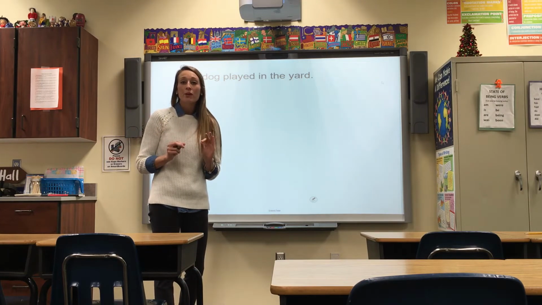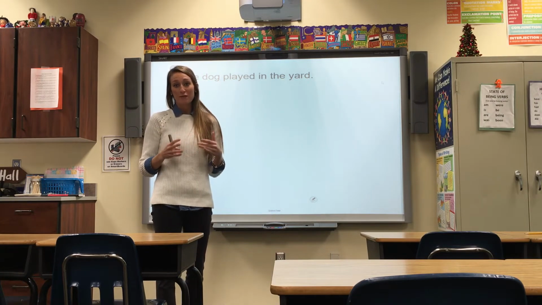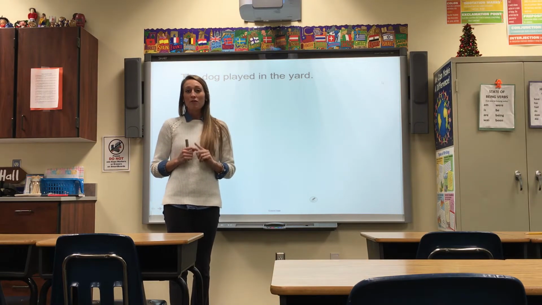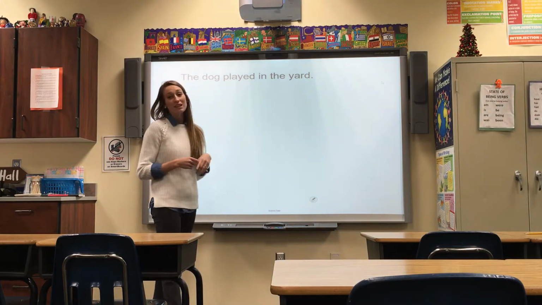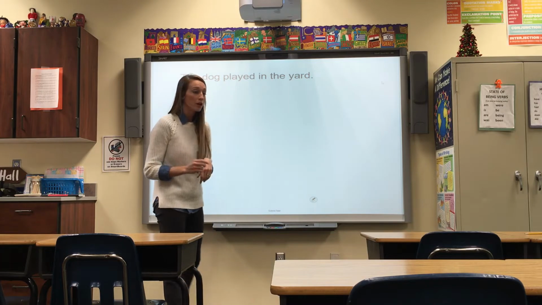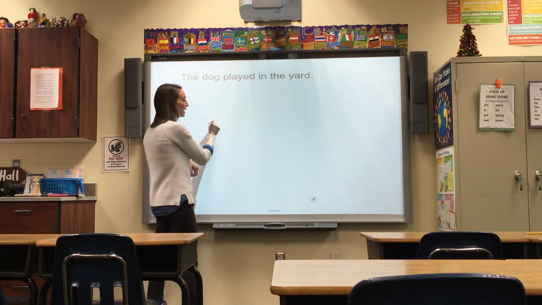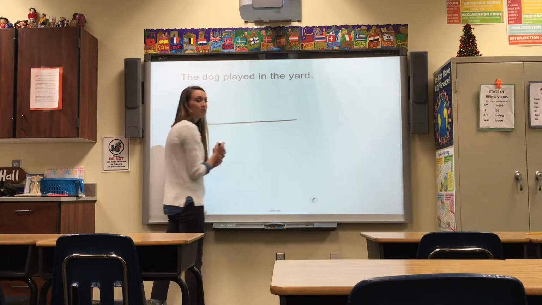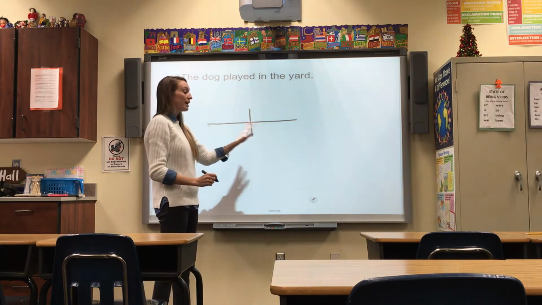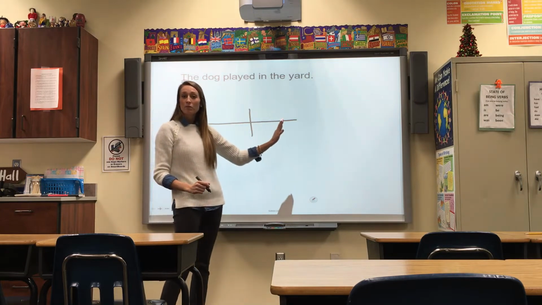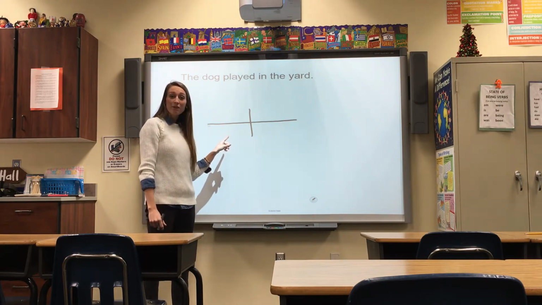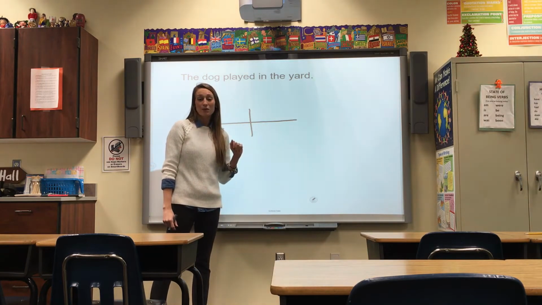Let's do a quick review of how you diagram subjects and verbs. A basic sentence has one subject and one verb. For example, the dog played in the yard. For something simple like that, with only one subject and one verb, all you have to do for your diagram is draw a straight line. You need a dividing line in every single diagram to separate your subject side from your verb side. Subjects are always diagrammed on the left, and verbs are always diagrammed on the right.